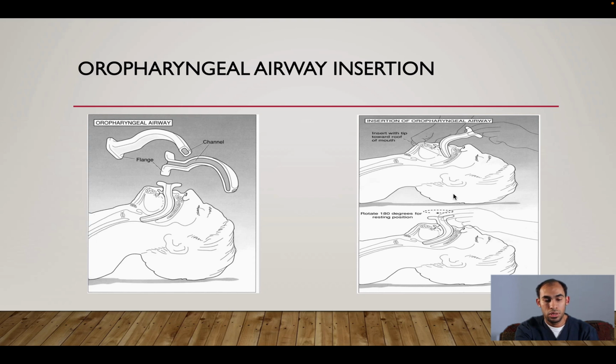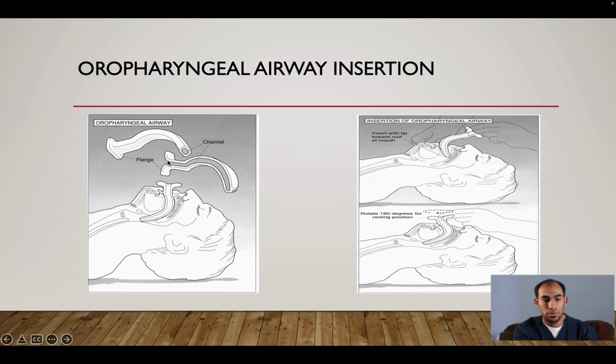So how do we insert the oropharyngeal airway? First, we will insert it with the tip toward the roof of the mouth. Then we will rotate it 180 degrees and insert it to the resting position. This oropharyngeal airway, usually we don't use it with a conscious patient, because it will cause gag reflex and the patient will vomit. And if he vomits, he will aspirate and will cause another problem.